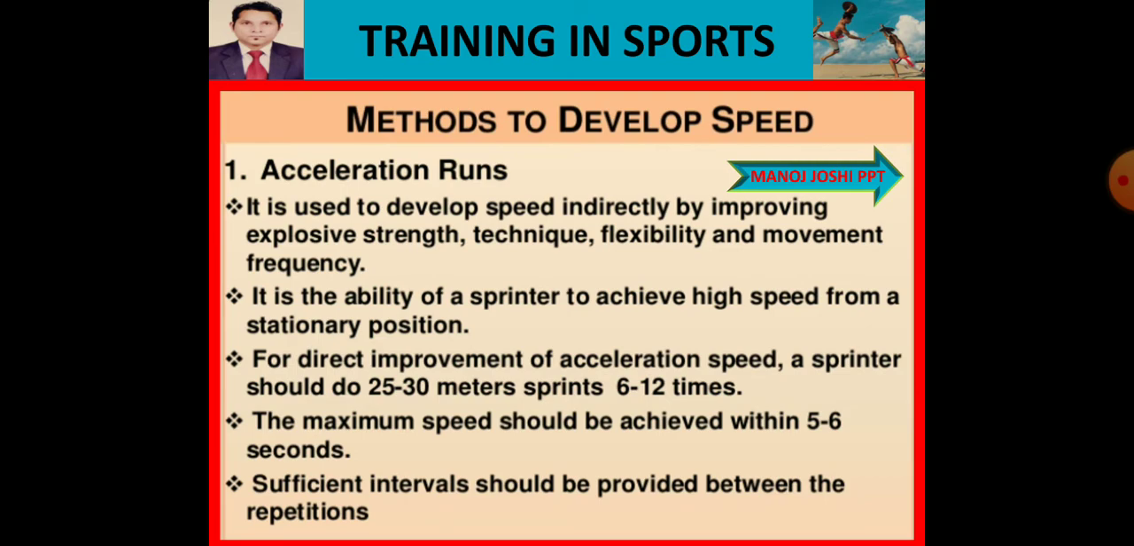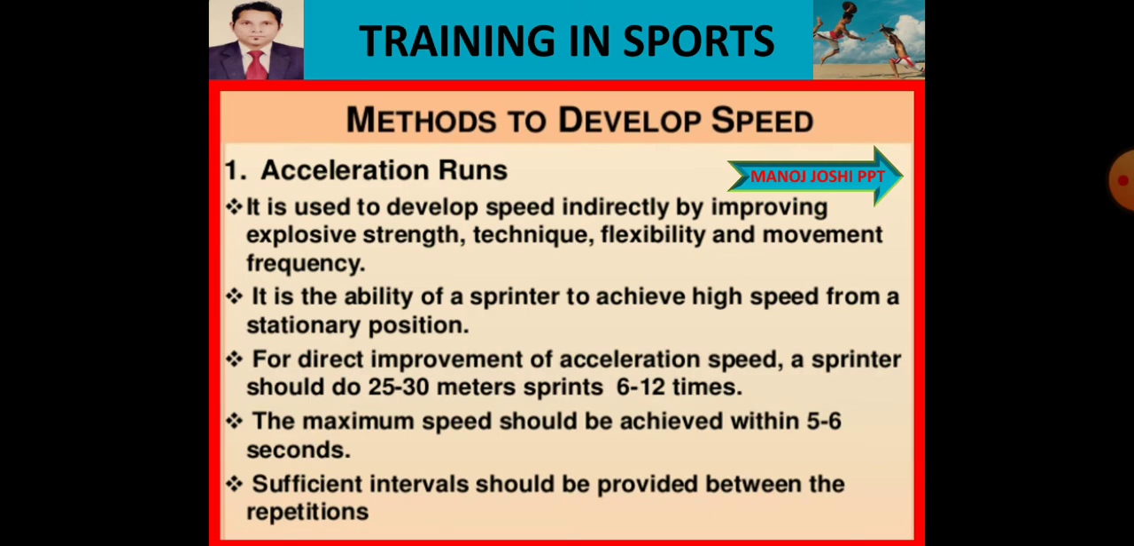An athlete is supposed to run a specific distance as fast as he or she can in order to win the race. He or she should attain maximum speed in minimum time and retain that speed till the end of the race. So it is the ability of the sprinter to achieve high speed from a stationary position.